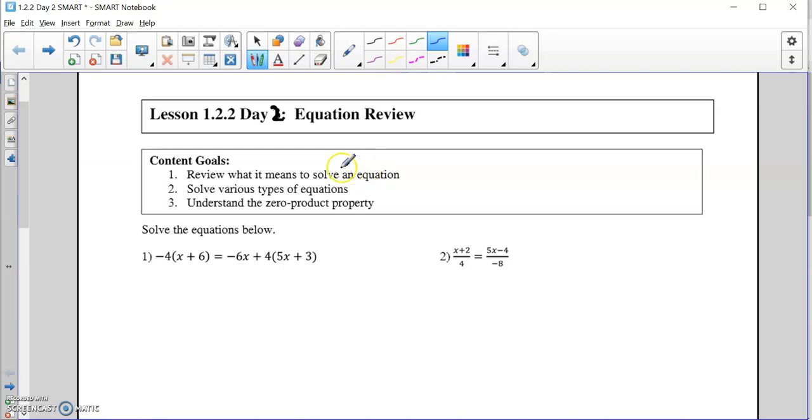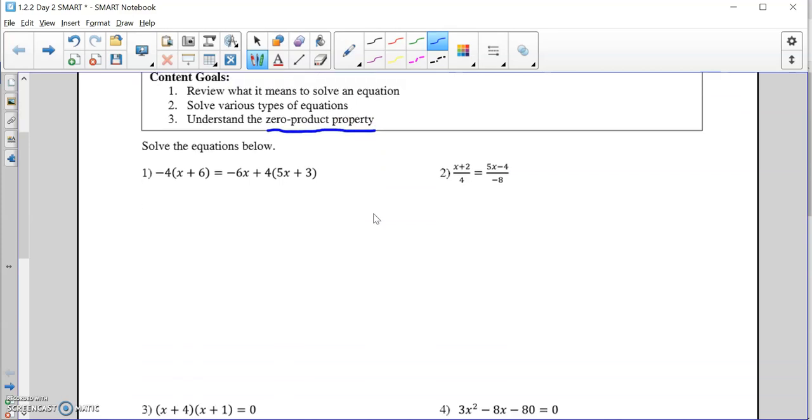Okay, so here are our goals, right? Review what it means to solve an equation, solve various types of equations, and also the zero product property. If you remember, we talked about that yesterday actually, so you'll already know how to do that one. All right.